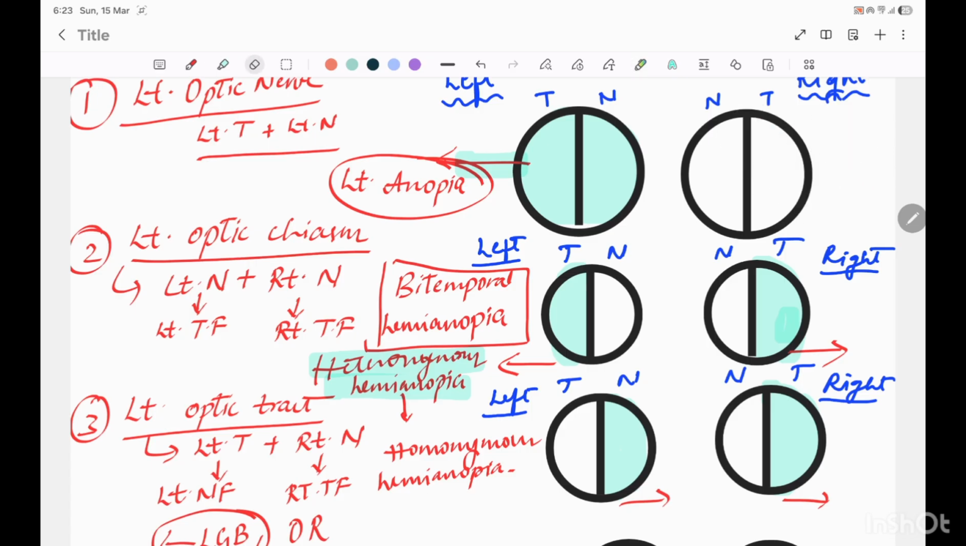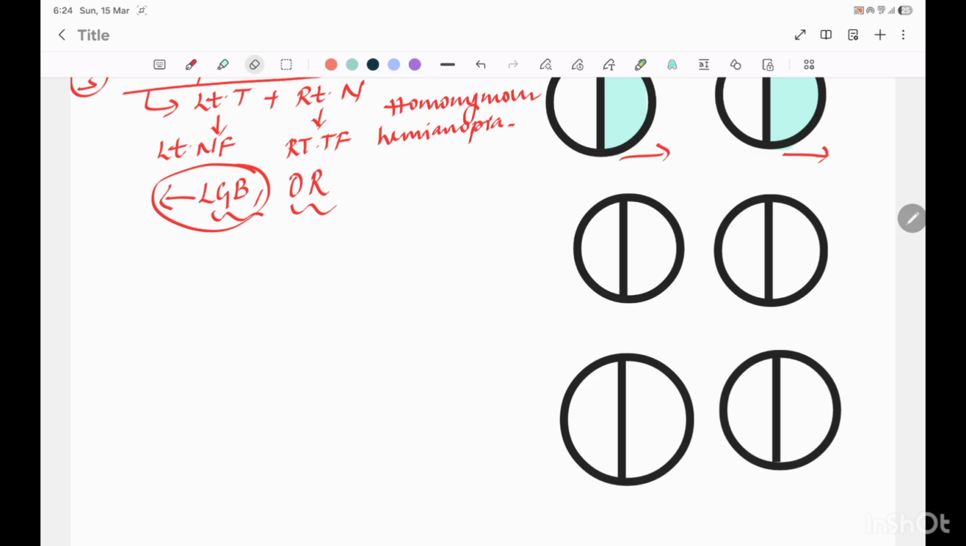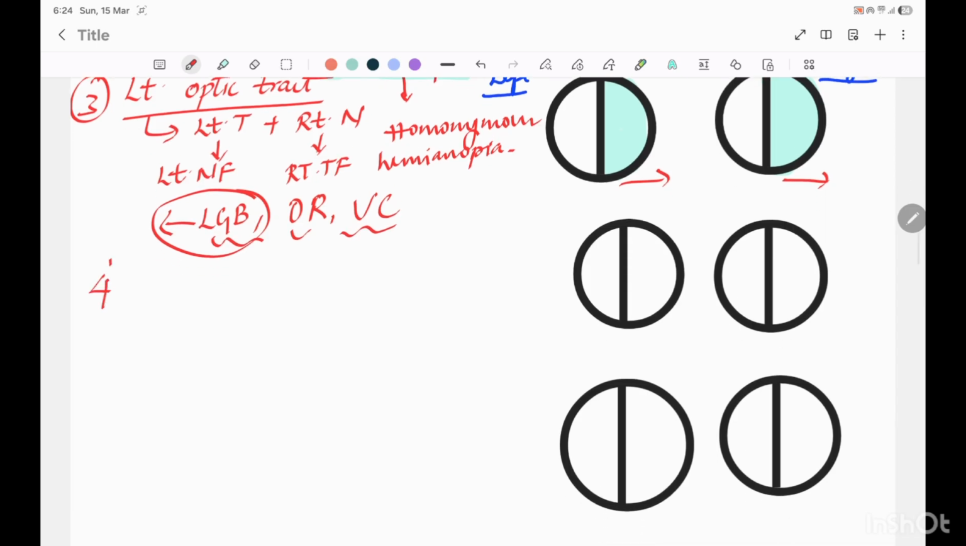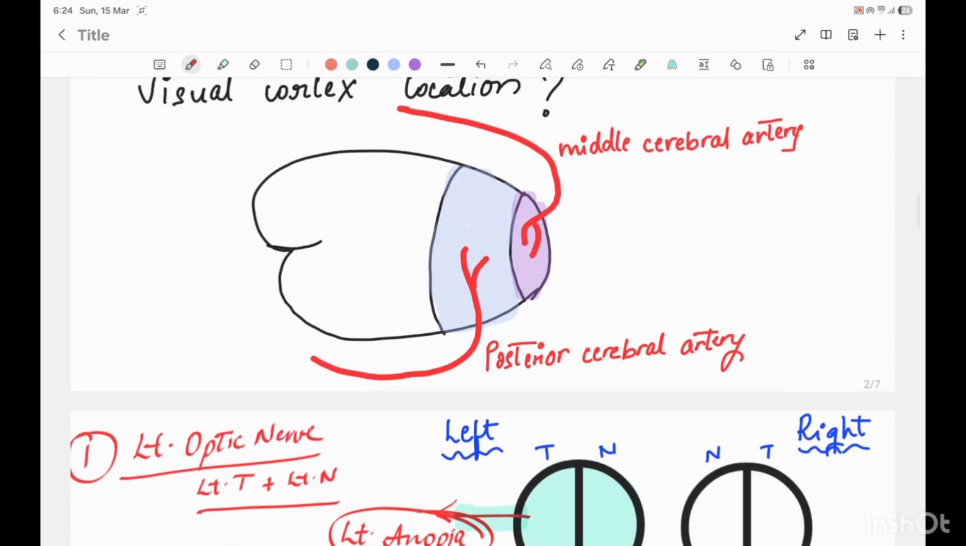Let me erase. And one more thing, even if it is in the visual cortex, the same thing occurs. What? Homonymous hemianopia. Let me write the visual cortex also. But there are some differences. Before going to discuss the visual cortex lesions, a little bit regarding the blood supply of the visual cortex you must know.